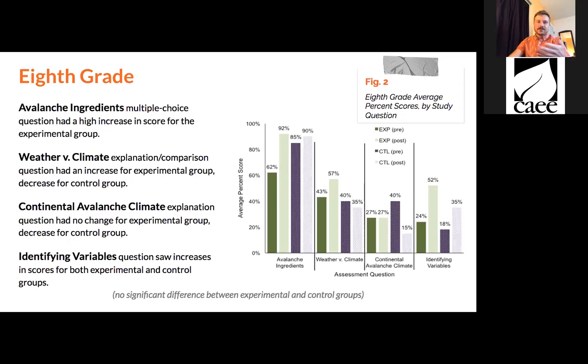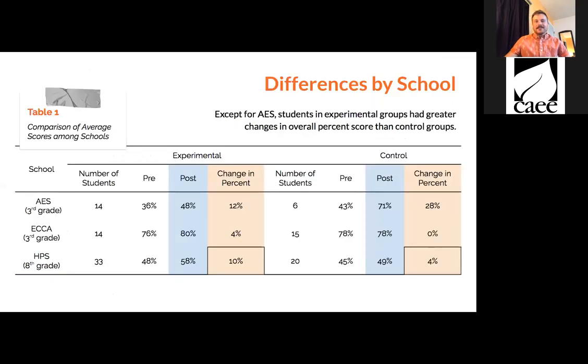And again, each of the question types were different. Avalanche ingredients was multiple choice. Weather versus climate was where you had to write down what each thing was and what's the difference and similarity, etc. You can read the slides. I was trying to see a little bit more in depth about these changes, and I know this is all deep research stuff, but you can take what you want from it.